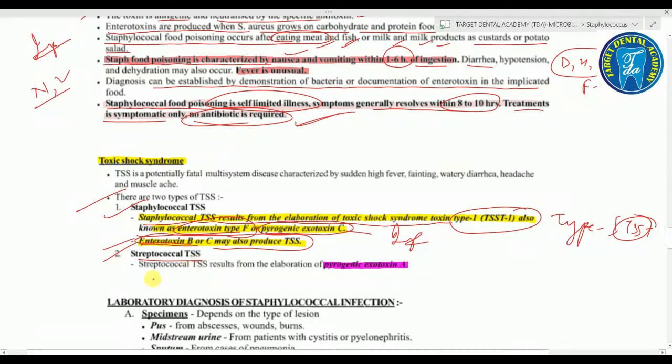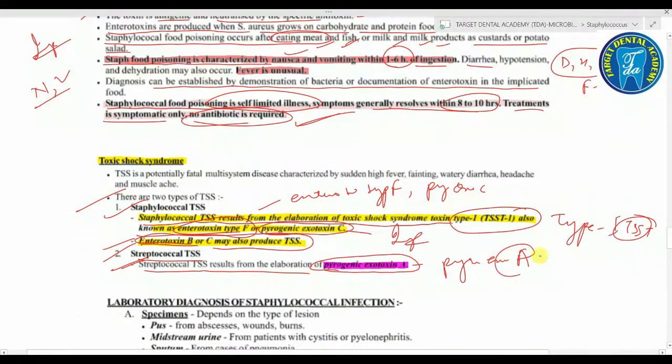Coming on to streptococcal: streptococcal toxic shock syndrome results from the elaboration of pyrogenic exotoxin A, C. The staphylococcal toxic shock syndrome results from enterotoxin type F and pyrogenic exotoxin C, while streptococcal results from the elaboration of pyrogenic exotoxin A.